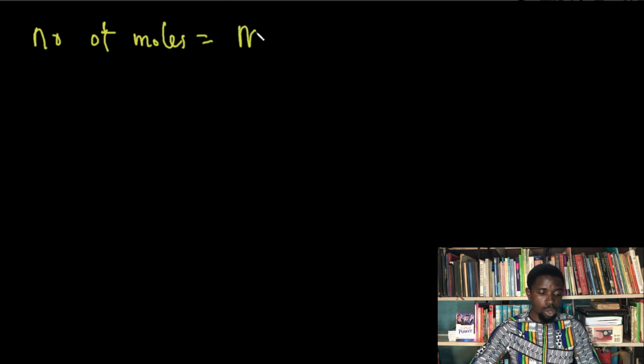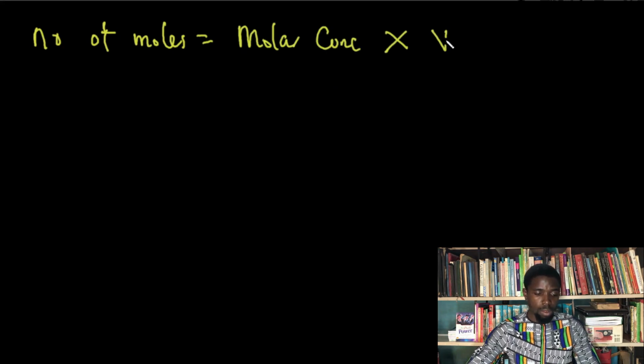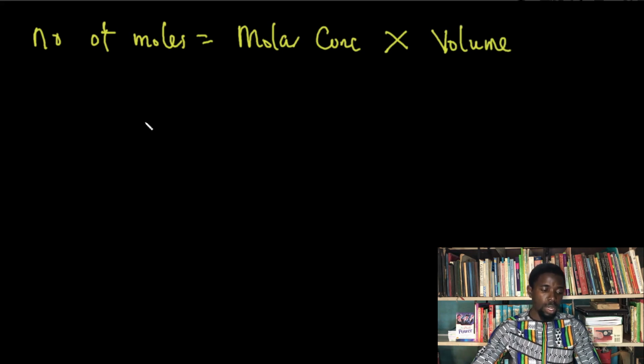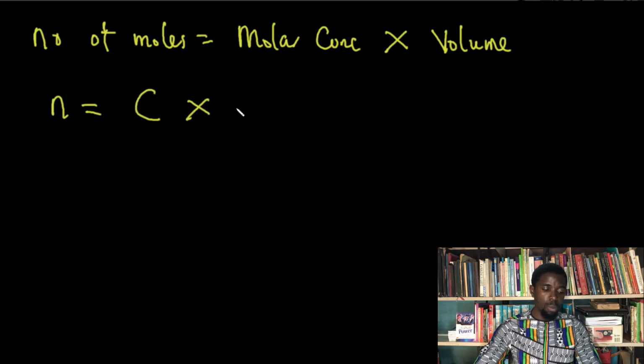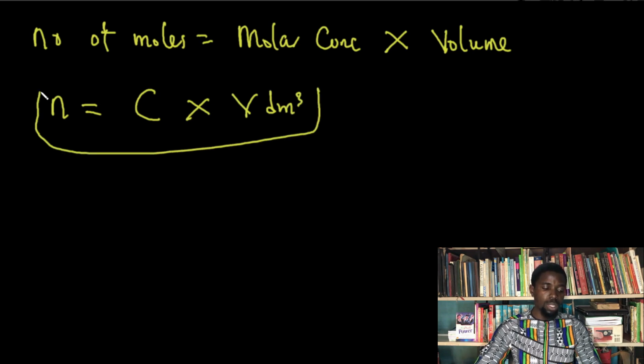With that understood, we will come to the final part, which is the relationship between number of moles and molar concentration. That relationship is simply given by number of moles equals molar concentration multiplied by volume. Now, if I'm to represent it symbolically, it's going to be N equals C multiplied by V, where molar concentration is represented by the symbol C. If the volume is in dm cube, this is what I get.